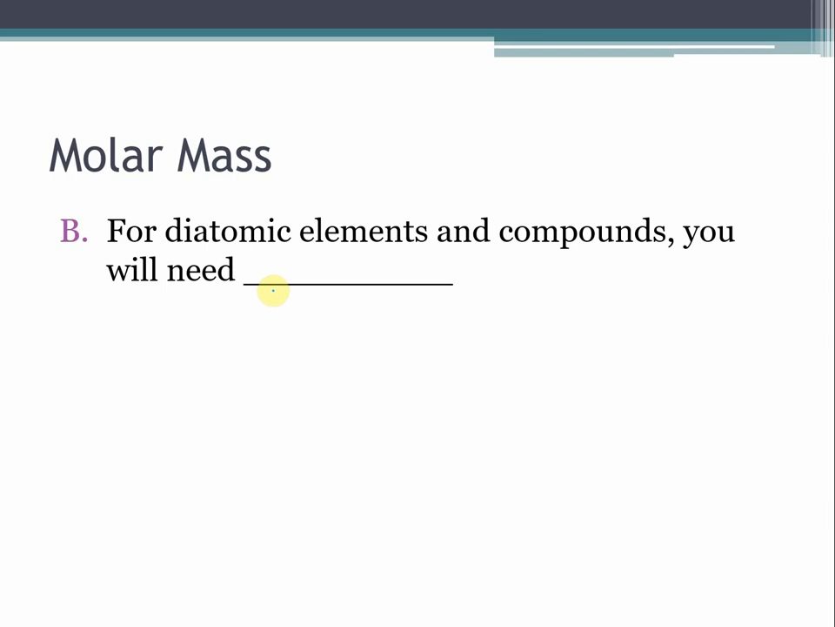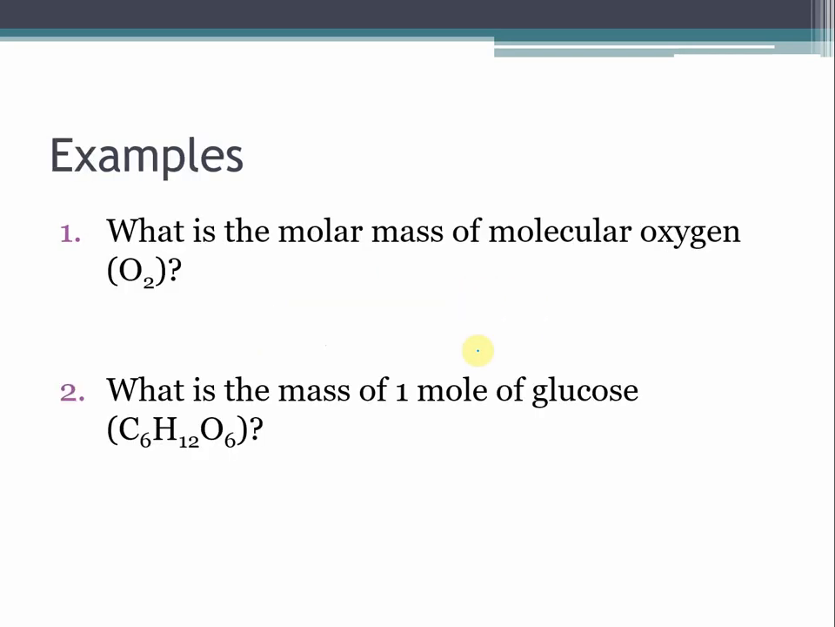For these, you're going to need math. You're going to need to add or to multiply, depending on what you're looking at. For example, our first example here says, what is the molar mass of molecular oxygen? Molecular oxygen means it's not in a compound, it's just O2 doing its O2 thing. Well, here you can see it's 2 atoms of oxygen.